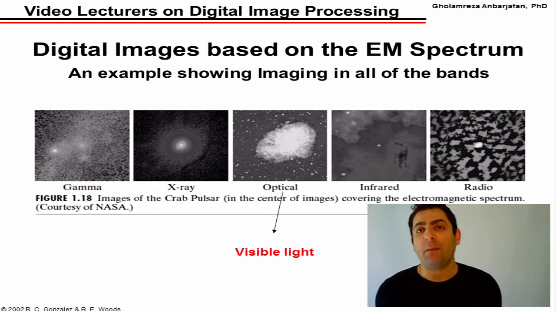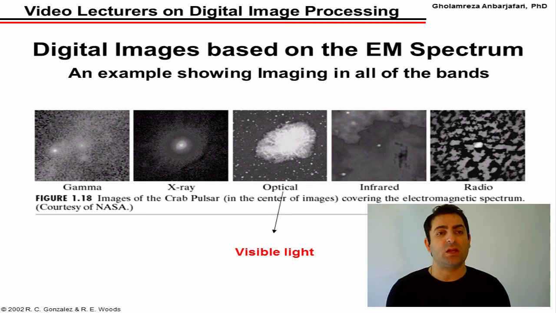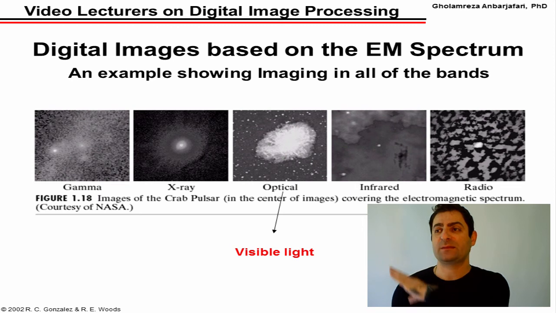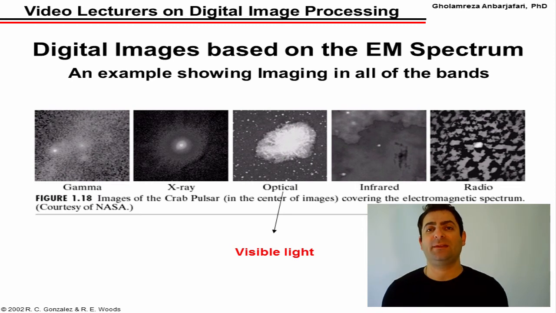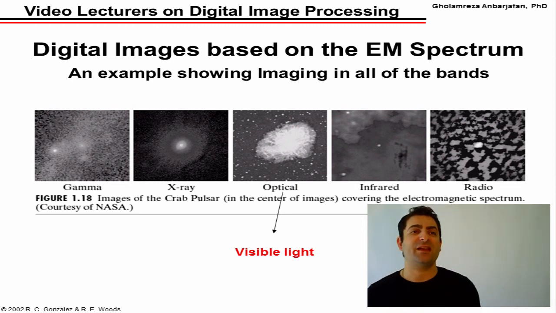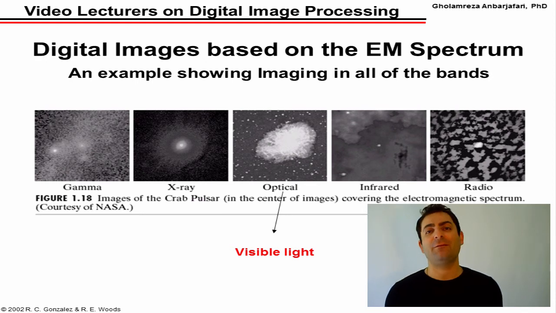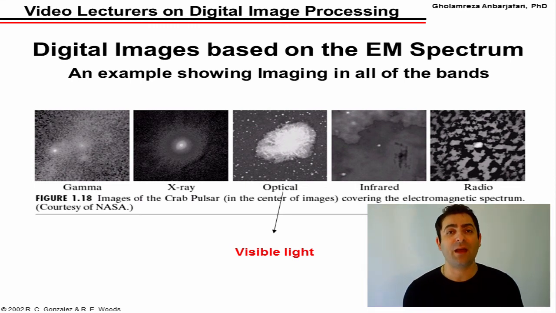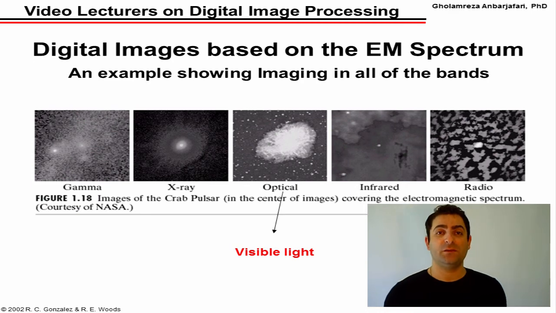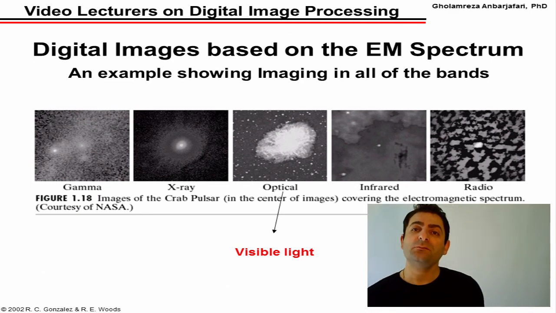Now, here in this slide, we see an example showing imaging in all of the bands, taken from the Gonzalez Woods book, a picture from NASA of the same scene, grabbed by different image acquisition tools with different bandwidths. As you can see, each of them represents different information, and scientists and astronauts looking at them can interpret them and find out more information, which maybe we cannot.